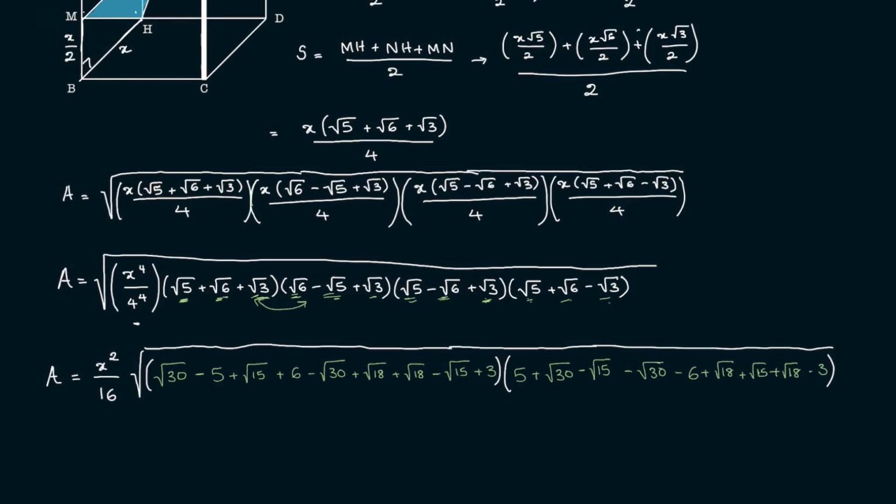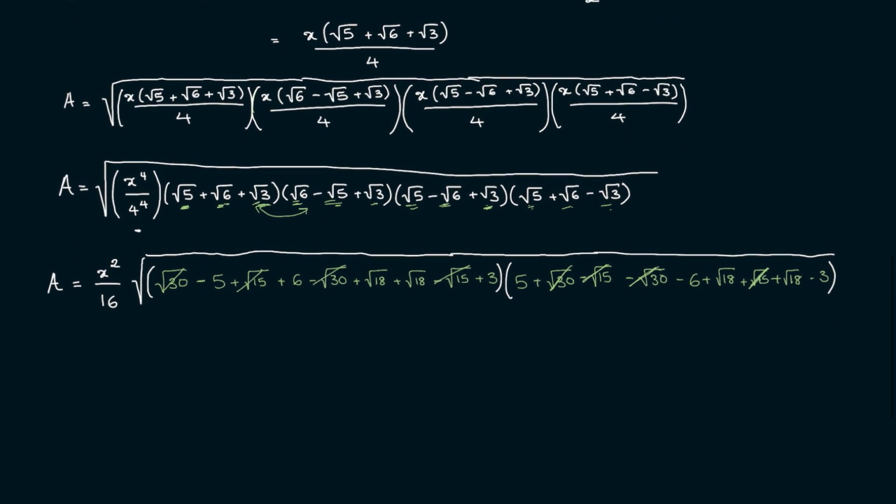Now, if you look closely, you'll notice something interesting. In each of these factors, we have a lot of terms cancelling out. So, for example, let's take a look at all the numbers in the first brackets. There's a root 30, and there's a negative root 30. There's a root 15, and there's a negative root 15. These cancel out. Same thing happens in the second brackets. There's a root 30, and there's a negative root 30. There's a negative root 15, and there's a positive root 15.